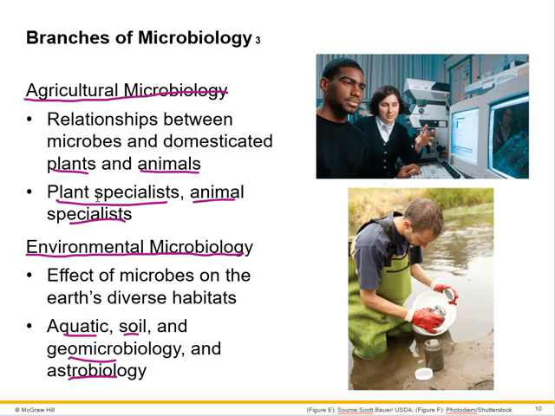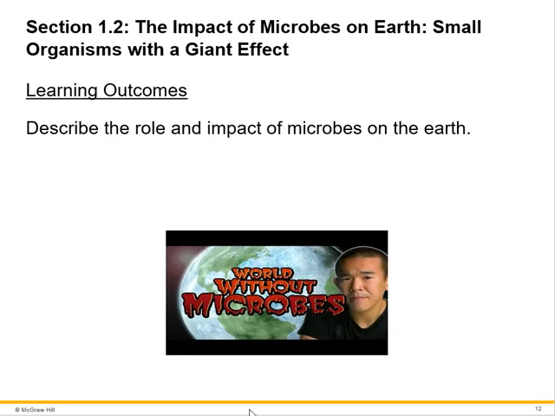Agricultural microbiology, looking at plants and animals and microbes. Environmental microbiology, looking at all the diverse habitats on Earth and the microbes that are found there. And astrobiology, looking outside of Earth's atmosphere and seeing where those are located in the galaxy.